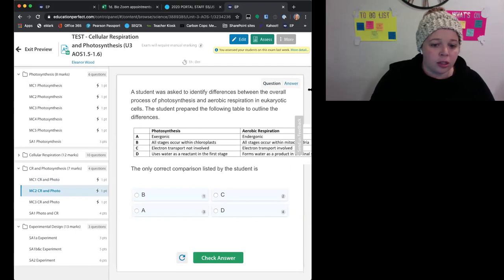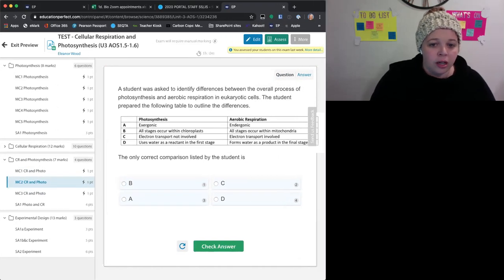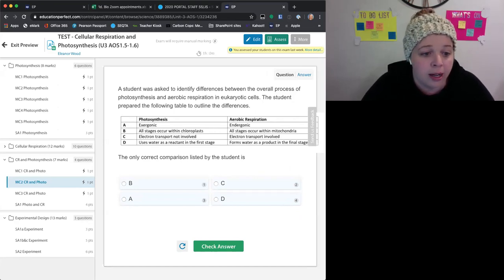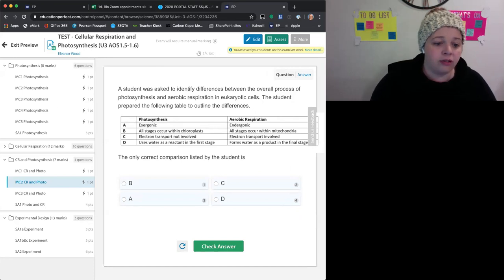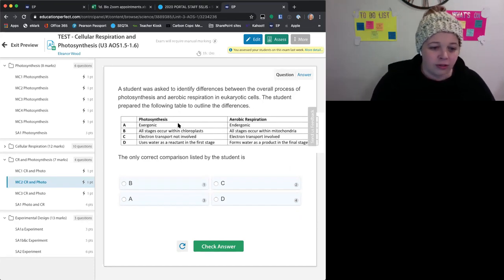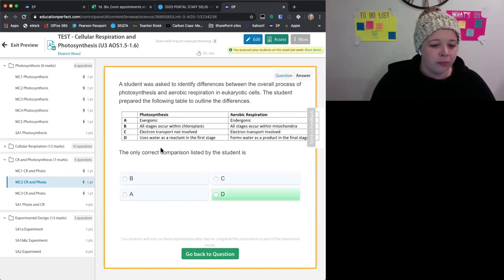Going on here, a student was asked to identify the overall process of photosynthesis and respiration in eukaryotic cells. They prepared the following table to outline the differences. Photosynthesis, exergonic. Does it produce energy or does it need energy? No, so it's definitely wrong there. All stages occur within chloroplasts. Yes. All stages occur within mitochondria. No, because glycolysis is there. Electron transport not involved. We had C. No, there is electron transport involved in photosynthesis.